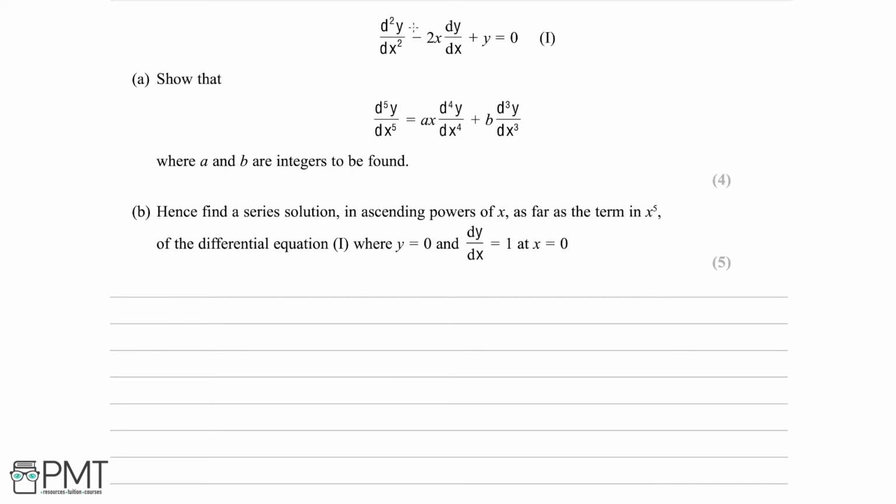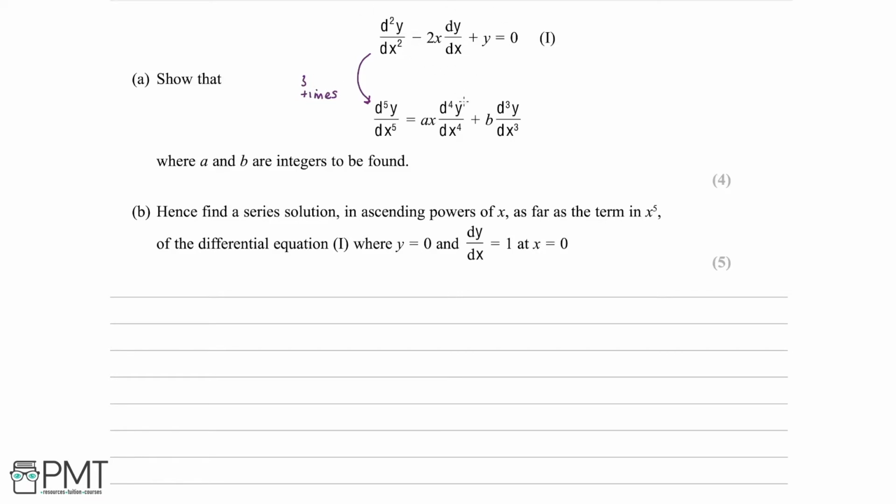Now, in order to answer this question, we must first notice that in our equation I, we have the second derivative of y as the highest order derivative of y. But in our show that, we have the fifth derivative of y as our highest order derivative of y, which suggests that in order to go from equation I to this equation over here, we need to differentiate it. Because our highest order derivative of our show that is the fifth derivative of y, it gives us a hint that we might need to differentiate our equation 3 times.